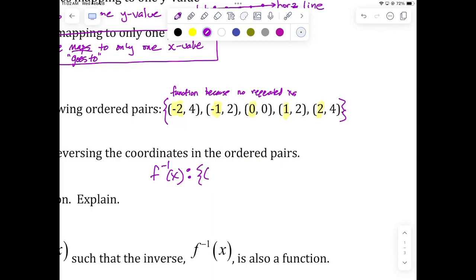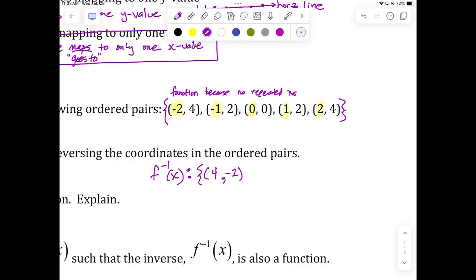All right, so this is going to make sense to you. Watch this. If my original function in the first ordered pair takes a -2 and changes it into a 4, or you could use the word maps as well, it takes a -2 and maps it into a 4, what is my inverse going to do with the 4? It's going to take the 4 and turn it back into a -2.